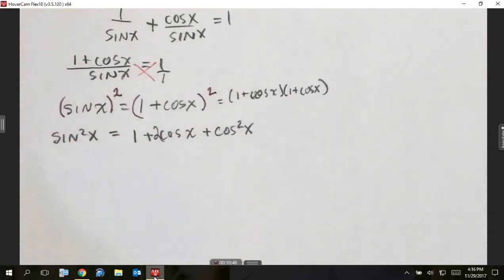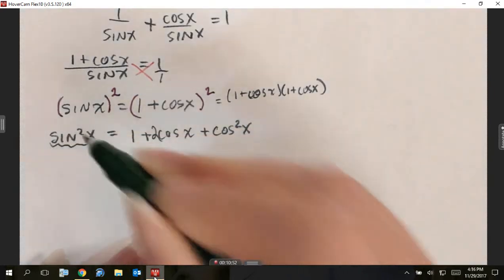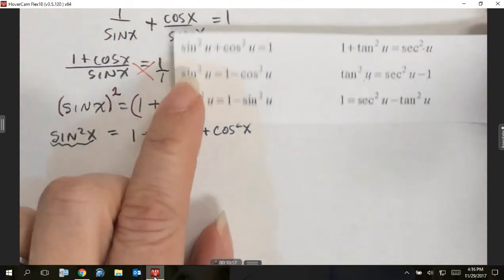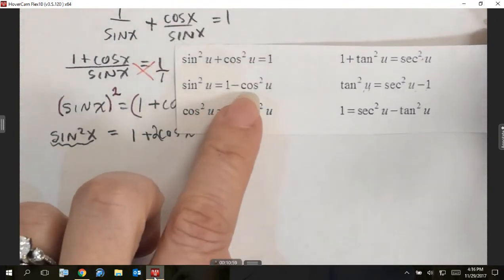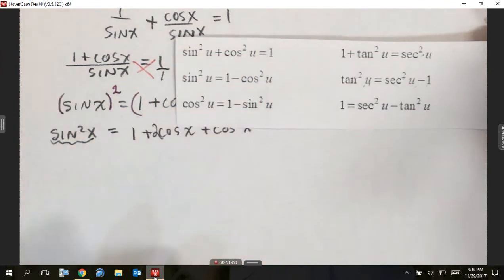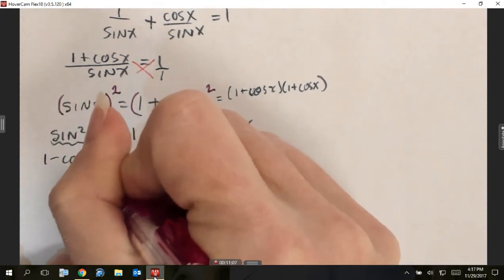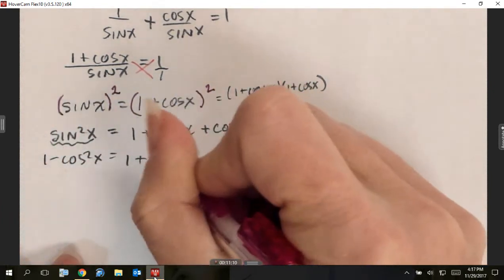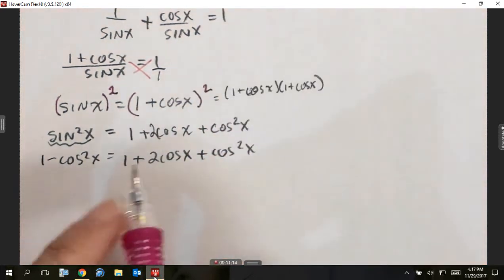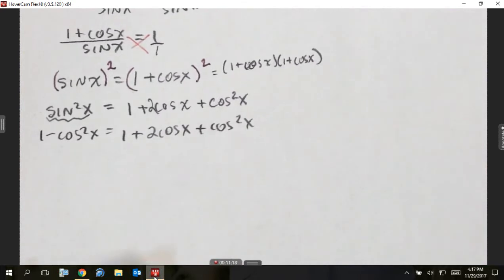Now when I look at this, there's a lot more cosines than there are sines. So I'm going to use my Pythagorean identity for sine squared x. It says that sine squared x is equal to 1 minus cosine squared. So I'm going to use substitution here. I'm going to get 1 minus cosine squared x equals 1 plus 2 cosine x plus cosine squared x. And now I have all cosines. So now I'm going to start to factor it and solve it.